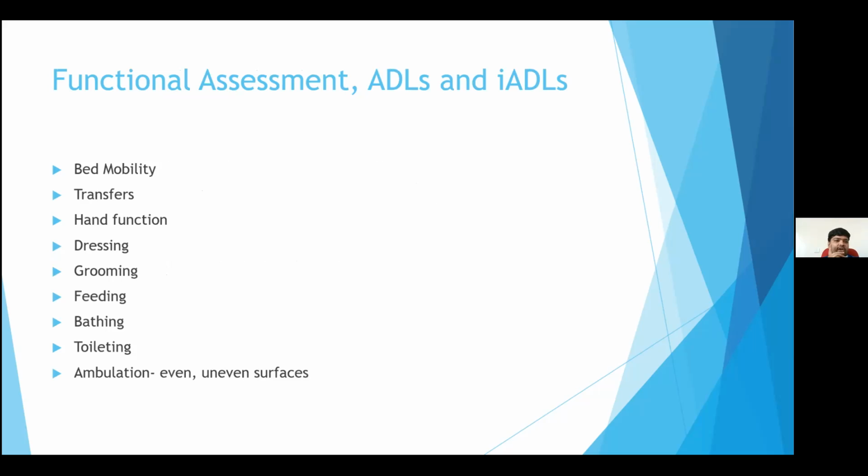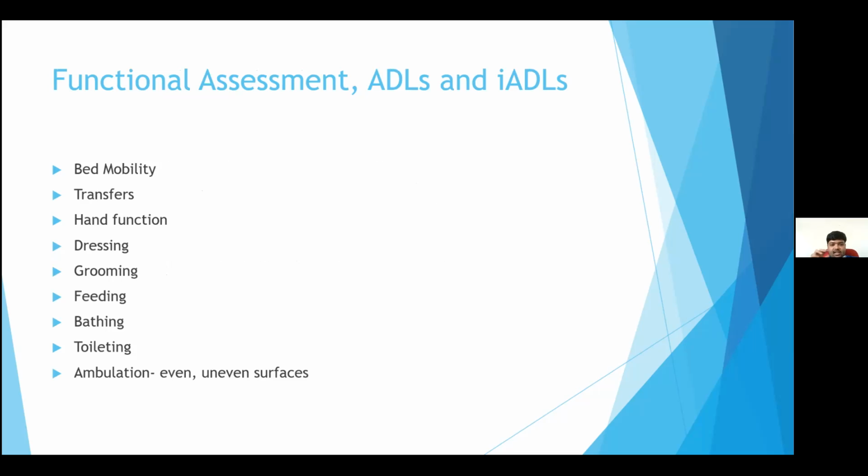Most of them, some of them I've already covered, but you also need to look at it in a stepwise approach where you handle bed mobility, transfers from one surface to the other, hand function, and in hand function, you need to assess their grasps and grips, the grip strength, writing speed, and tests for dexterity. You need to identify what kind of prehensile function that they have.